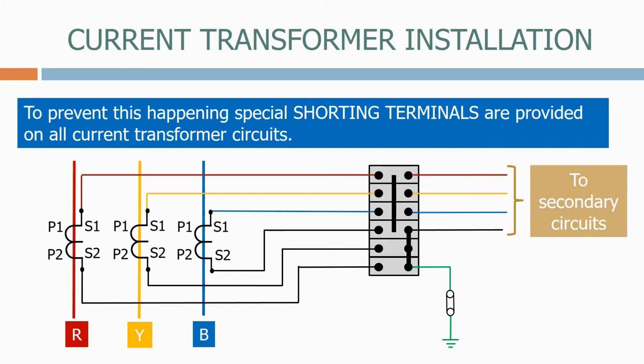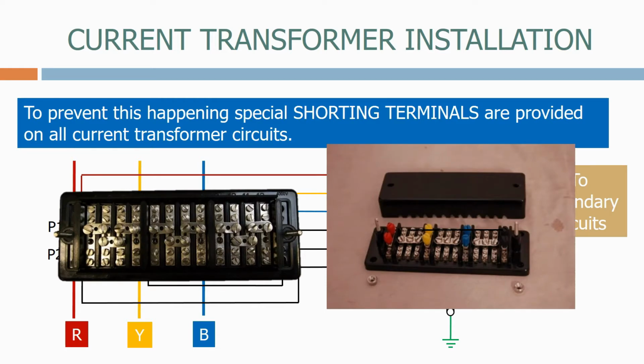The terminals have an inbuilt shorting link across the red, yellow, blue and neutral wires. If we need to do any work on the secondary circuits, this link can be pushed across, shorting the CTs. Here are some examples of the types of terminals available.